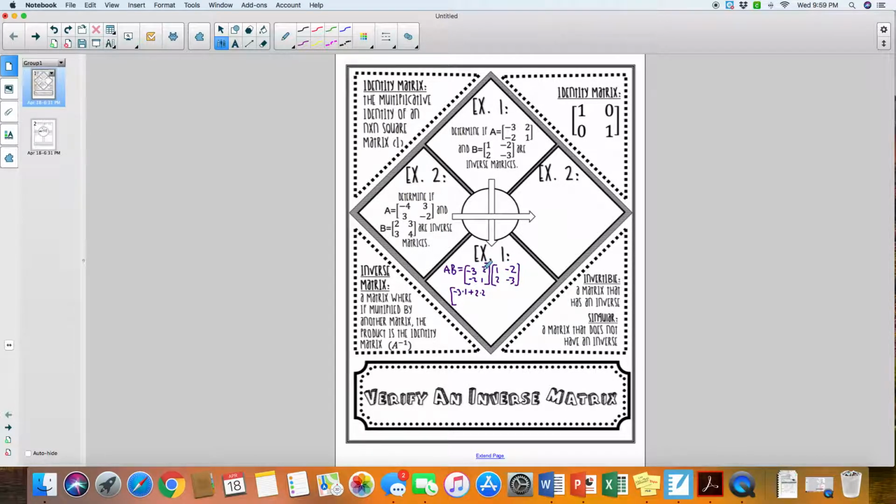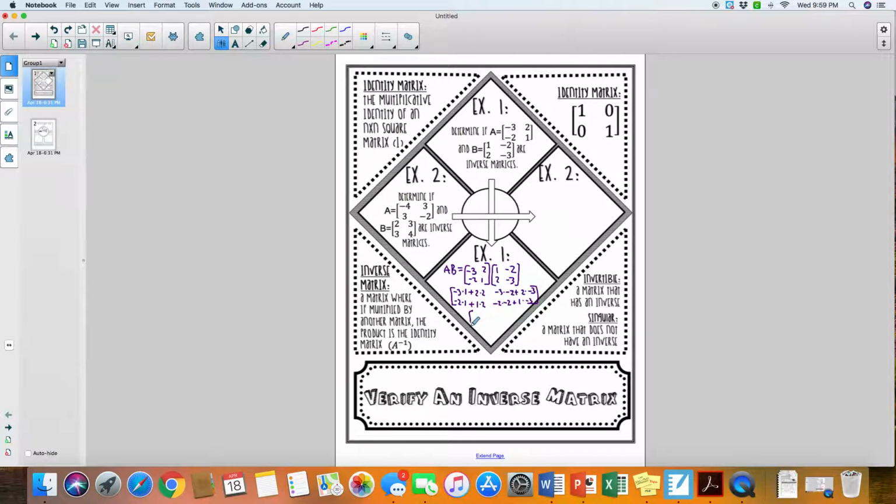All right, then I will move to the next row and column. So now I'm going to do negative 3 times negative 2 plus 2 times negative 3. All right, those will be my first two elements. Then I'm going to move to the second row and do the second row by the first column. So that would be negative 2 times 1 plus 1 times 2. All right, and then the last row by the last column. So that would be negative 2 times negative 2 plus 1 times negative 3.